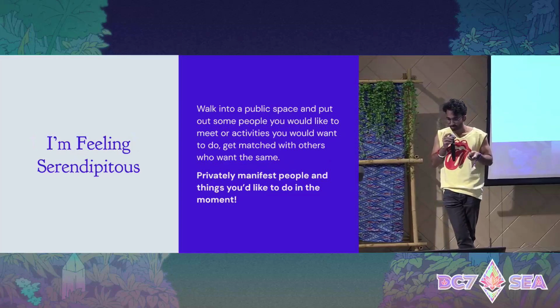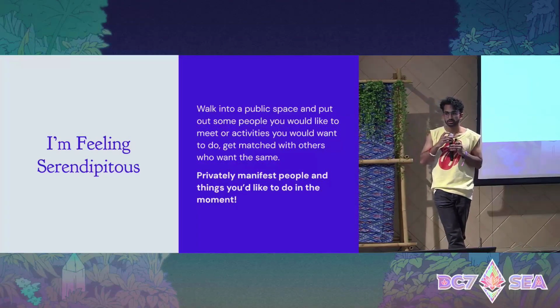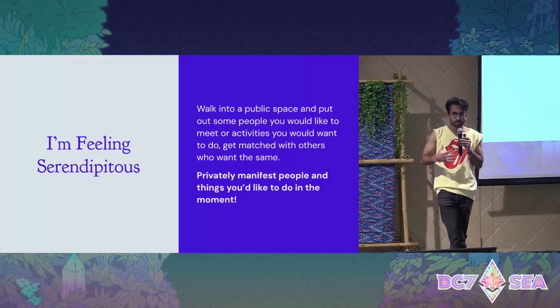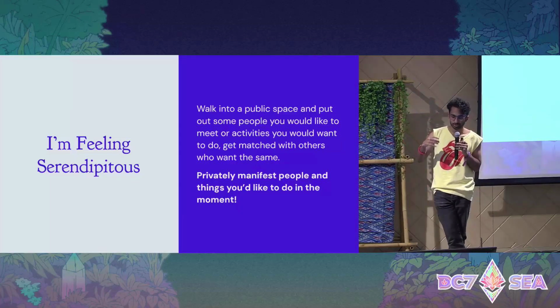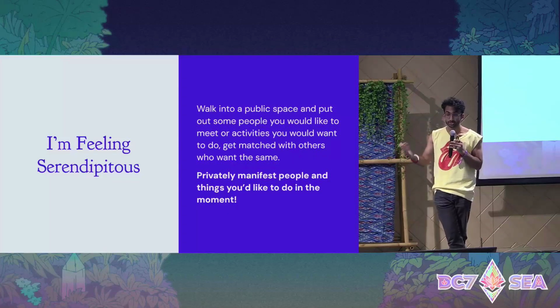This other feature that we're hoping to build soon is something like I'm feeling serendipitous, where you can walk into a public space and put out a bunch of privacy-preserving signals of the sort of people you want to meet, the sort of things you want to do. The upshot is that you can privately manifest the kinds of people and things you want to do in the moment, in a physical space. And because it's all digital, you can also send this over the internet through encrypted channels.